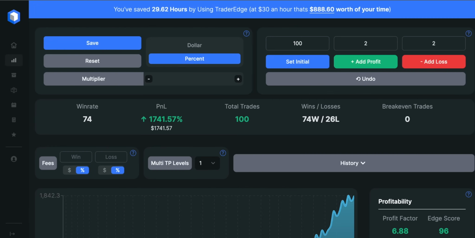Okay, the backtesting is finished and the numbers look absolutely crazy. The win rate of this strategy is 74%, and because we had this smart money management in place, we increased the account size by over 1700%. Keep in mind that these numbers will be different when trading live because of spreads and fees.